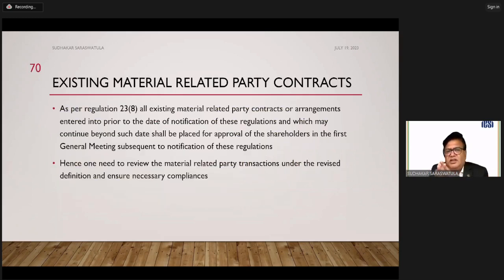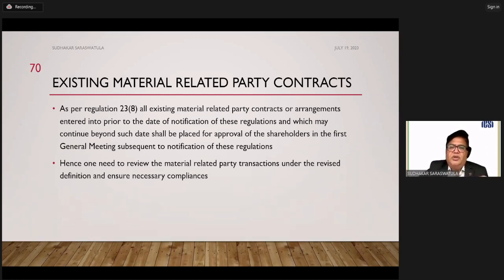So under Regulation 23(8), all existing material related party transactions or contracts entered into prior to the date of notification of these regulations and which may continue beyond such date shall be placed for approval of the shareholders in the first general meeting subsequent to notification of these regulations. So if I read this, this was applicable on 1st December 2015 also, and this is applicable even as on 1st April 2022 also, because all the existing material related party contracts or arrangements entered into under the new definition, whatever the transactions entered into prior to the date of notification of these regulations, which may continue beyond that date, that means in future it is going to be there.